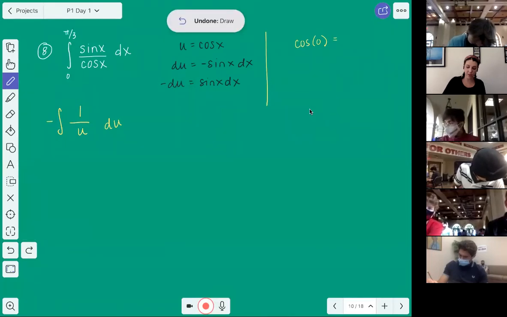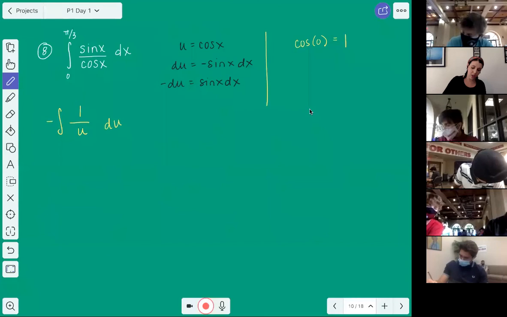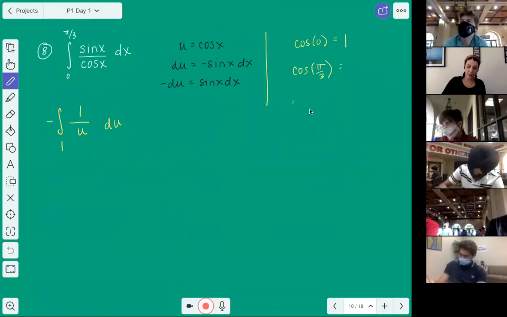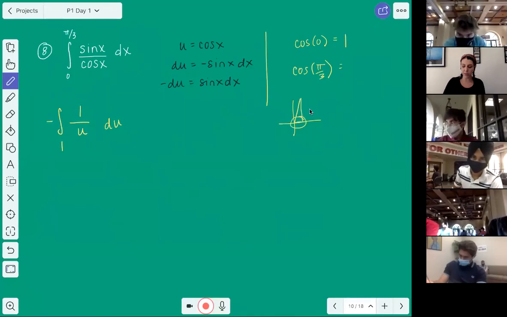I'm going to get cosine of 0 equals 1. That's going to go down here as my bottom bound. So u equals 1 there. To figure out the top bound, I plug in pi over 3 for cosine. That's this taller angle here, pi over 3. That has a smaller x value. We get a value of 1/2.